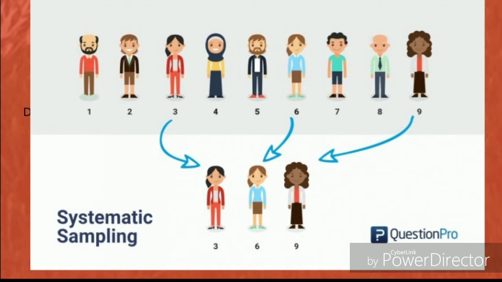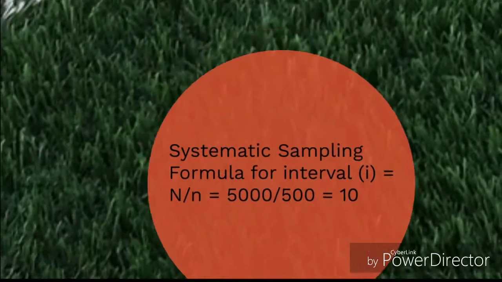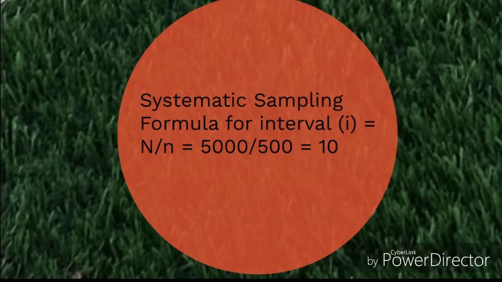This is the formula for systematic sampling interval. The capital N represents the population and the small n is the sample size.